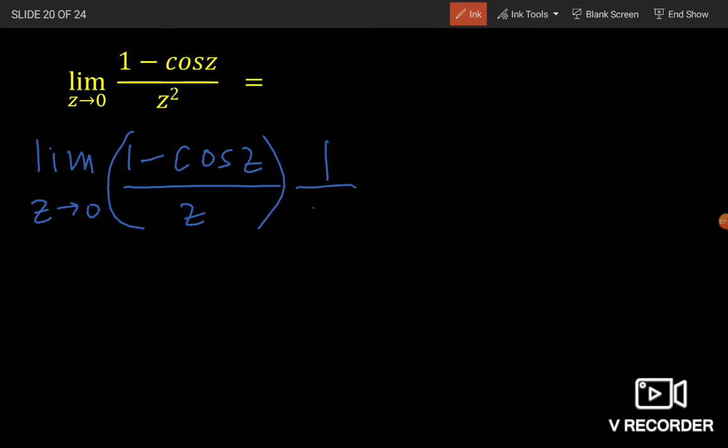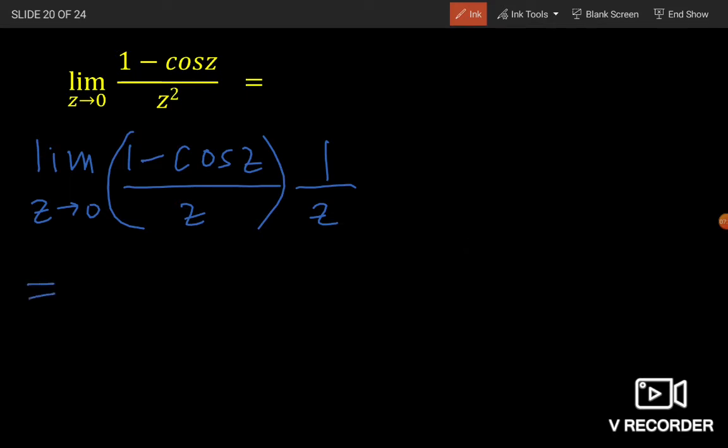Multiplied by 1 over z. If you recall, we have an expression, the limit of 1 minus cosine z over z is equal to 0. So this is the same. 1 minus cosine z times 1 is 1 minus cosine z. Z times z is equal to z squared.